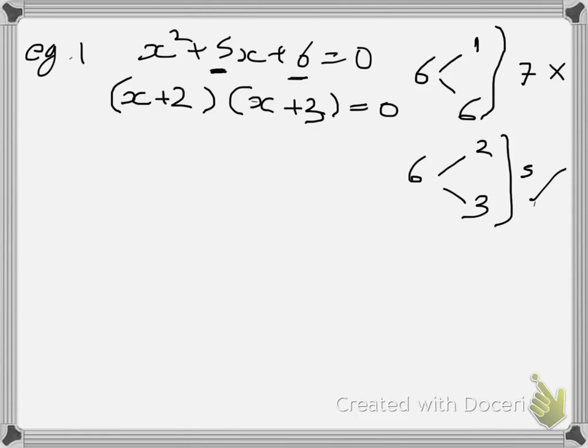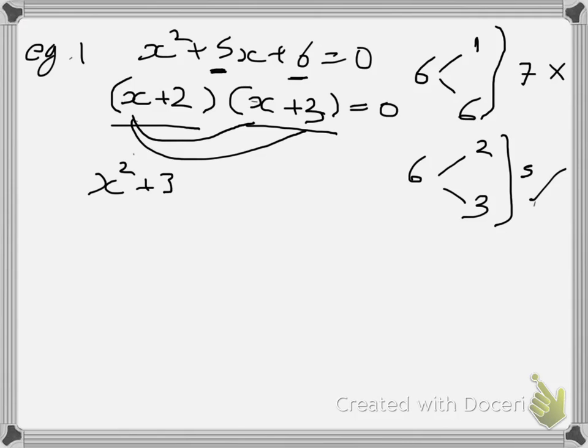So it's like you are multiplying this x plus 2 with the x plus 3. I can do the FOIL method, or I can tell you another method: you multiply x with the x plus 3. So x with the x plus 3 gives me x square plus 3x.